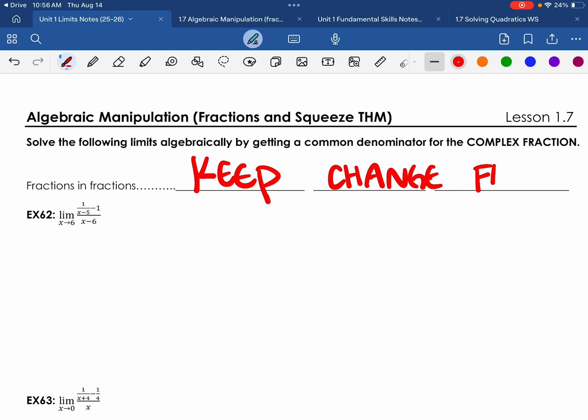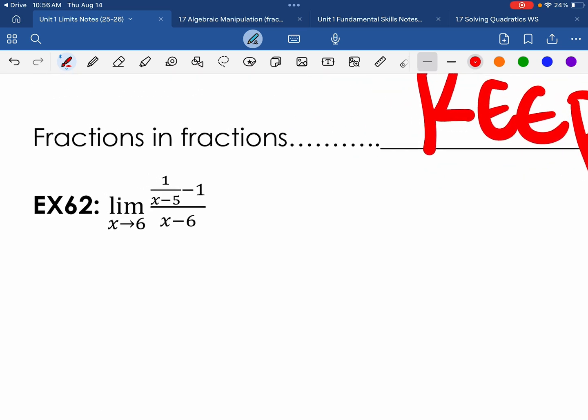All right, that's what goes in those first couple blanks. Keep, change, flip. You are not going to cancel anything out until you've done the keep, change, flip. All right, that's normally where people mess up, is they start canceling too soon.